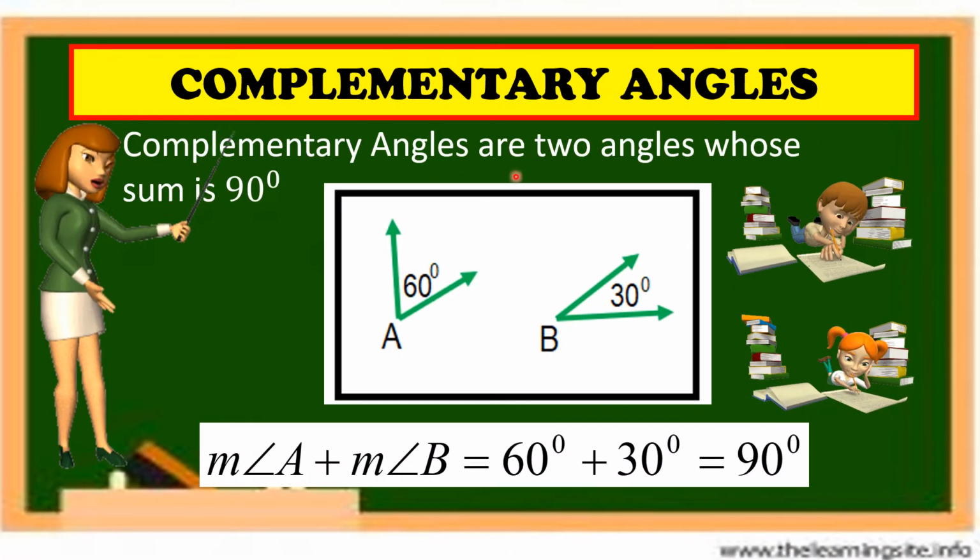So we have complementary angles. Complementary angles are two angles whose sum is 90 degrees. We have angle A. The measure of angle A is 60 degrees. We have angle B. The measure of angle B is 30 degrees. So we need to find the sum of the measures of angle A and angle B. The sum of the measures of angle A and angle B is 90 degrees. Therefore, we can conclude that angle A and angle B are complementary angles because the sum of the two angles is equal to 90 degrees.